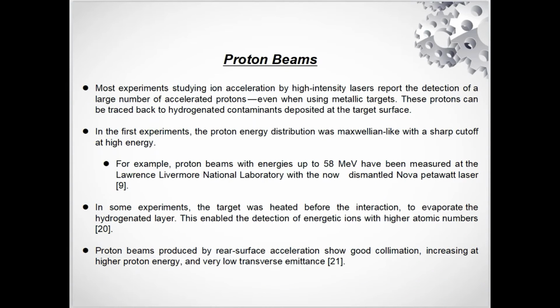In the first experiments, the proton energy distribution was Maxwellian-like with a sharp cutoff at high energy. So for example, proton beams with energies up to 58 mega electron volts have been measured at the Lawrence Livermore National Laboratory with the now dismantled Nova Petawatt laser.